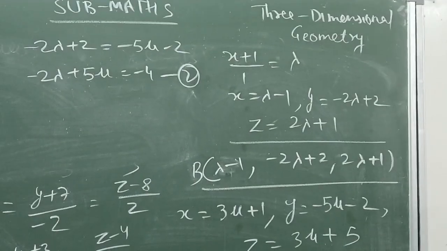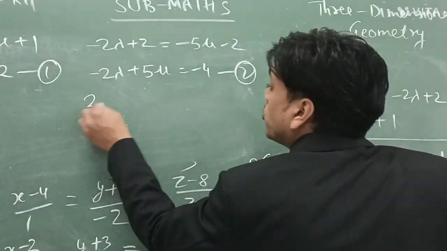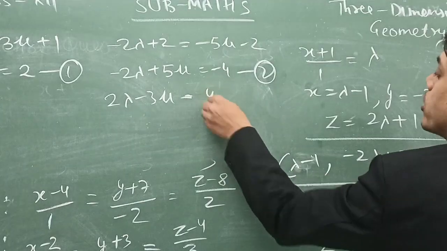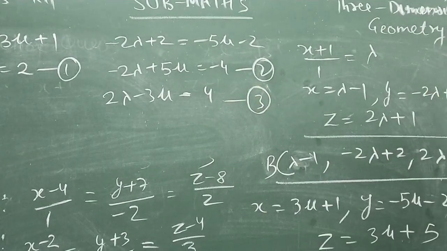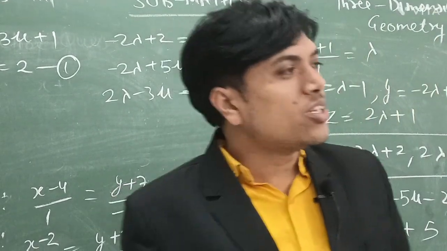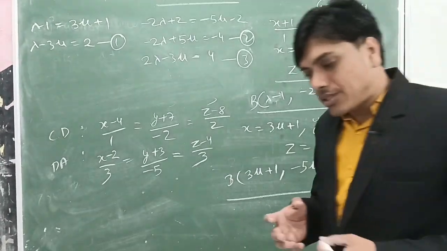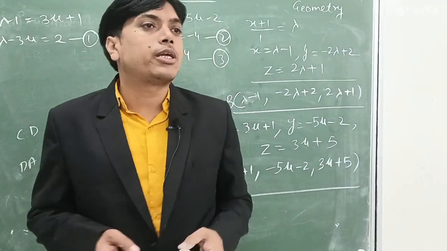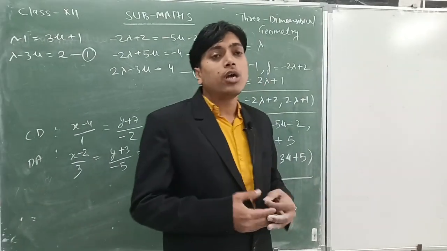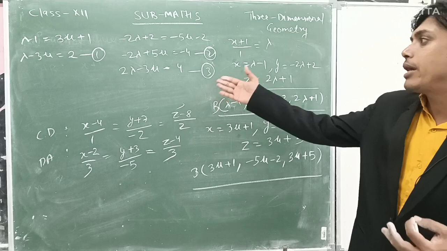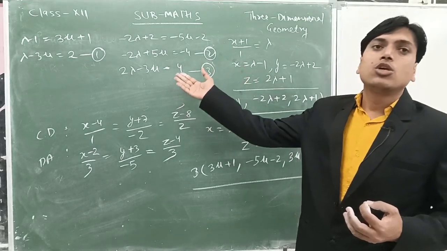Similarly, equating z, we can have 2 lambda minus 3 mu is equal to 4. These are the three equations. Now you can see there are three equations in two variables, that is lambda and mu. If you remember in class 10, there was a chapter of pair of linear equations in two variables. There we used to solve two equations for two variables x and y, and for that we need two equations. But here we are having three equations.